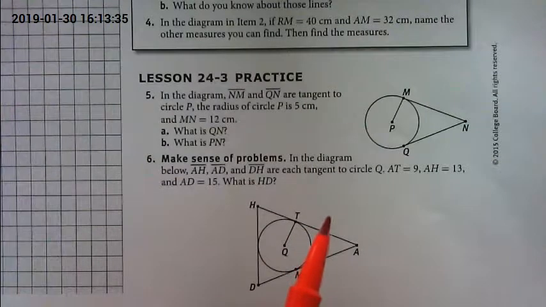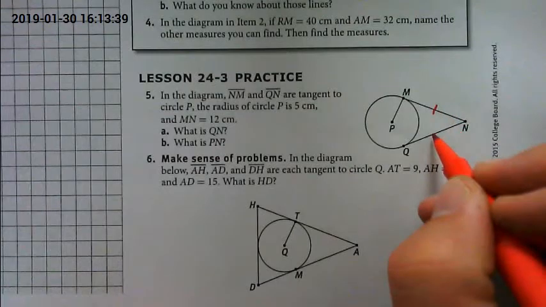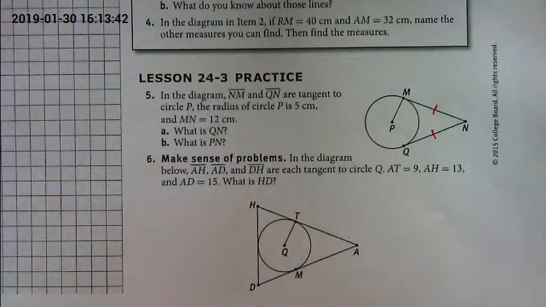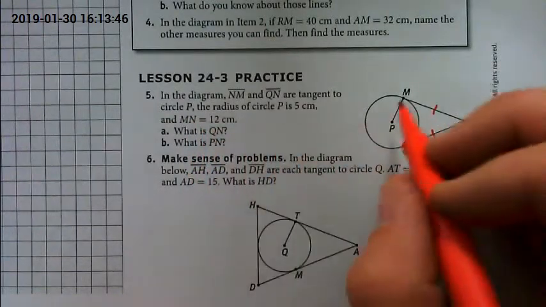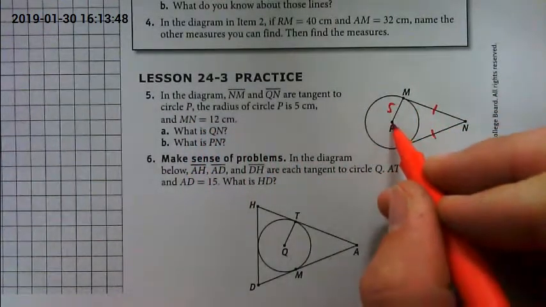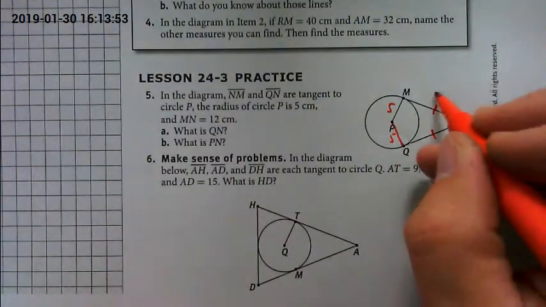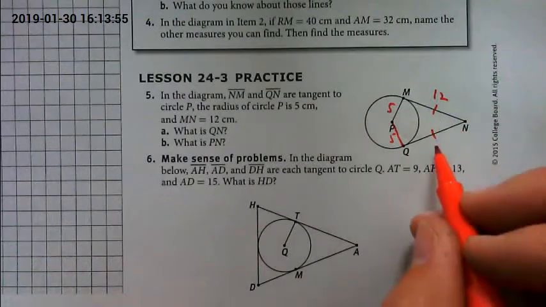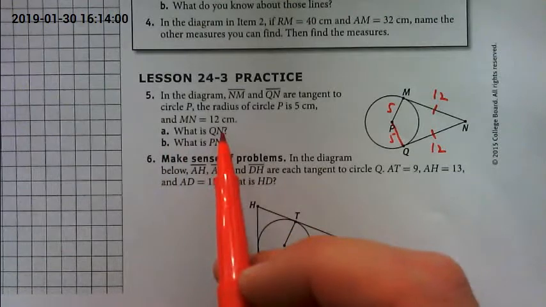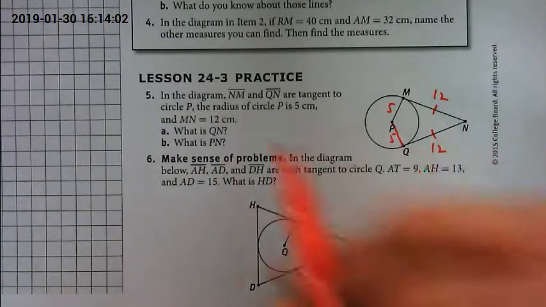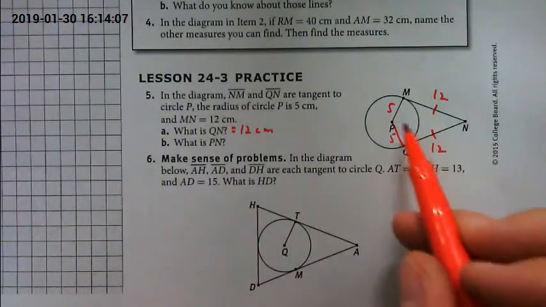It tells you these two are tangent. Therefore, those two must be congruent. It also tells us that the radius is 5. So I could draw in 5 on either one of these radii. And it tells us that MN is 12. So if that's 12, this is also 12. Things that they want us to solve. They want us to solve QN, which we just solved for was 12. They also want us to solve PN.